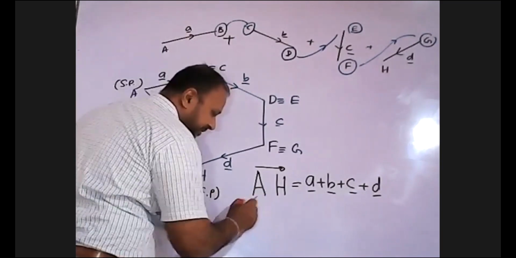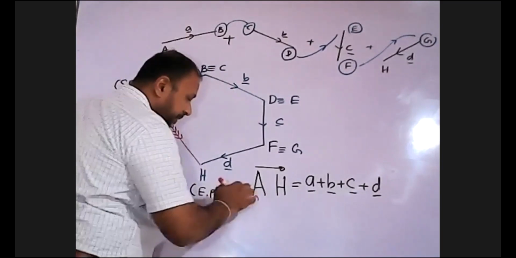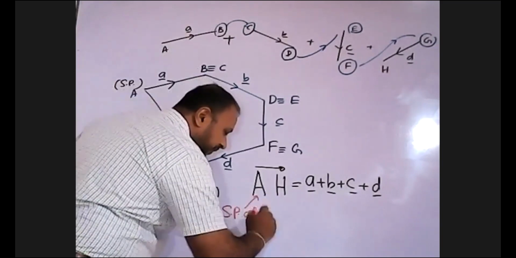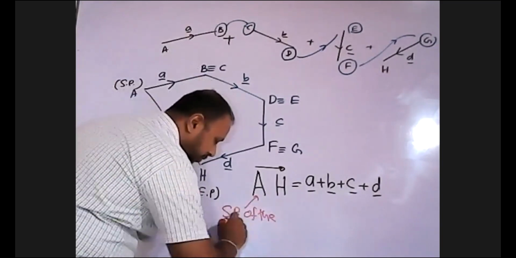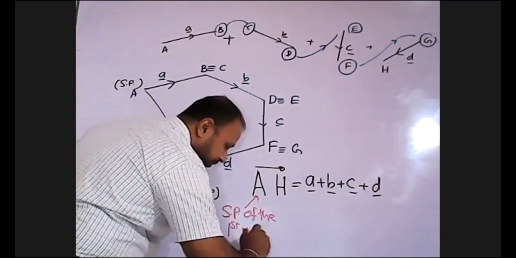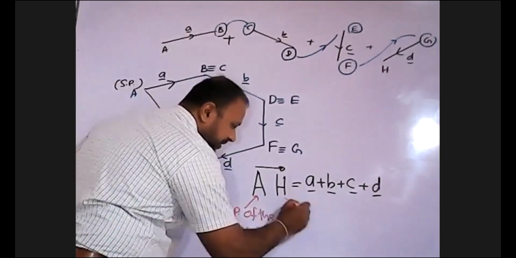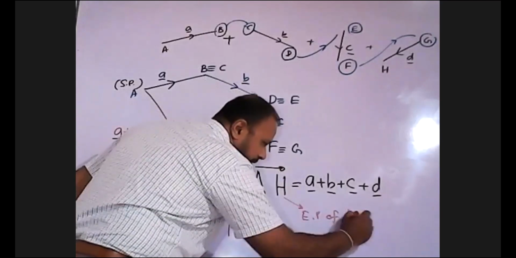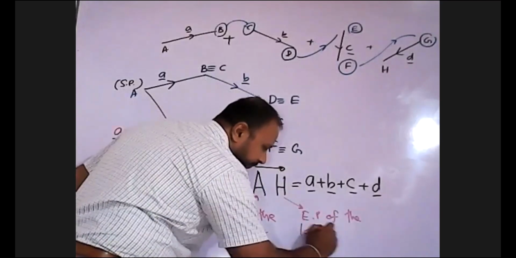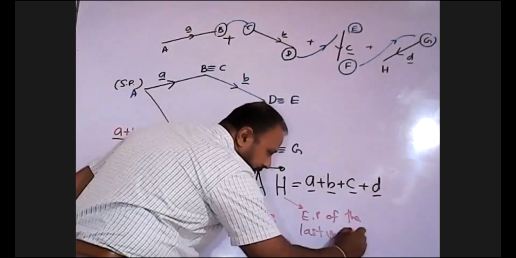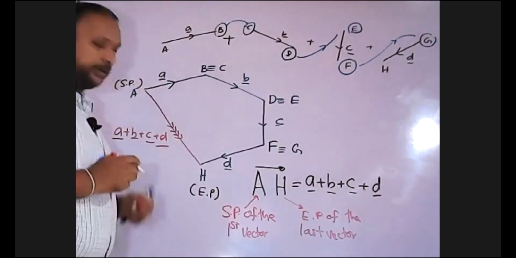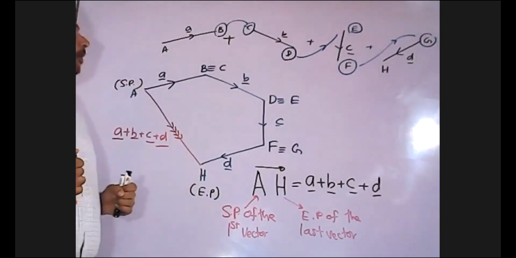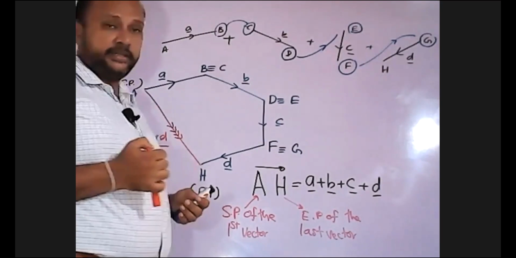Look at this. There's a relationship. This is the starting point of the first vector. This is the end point of the last vector. Okay. We can note down this thing.